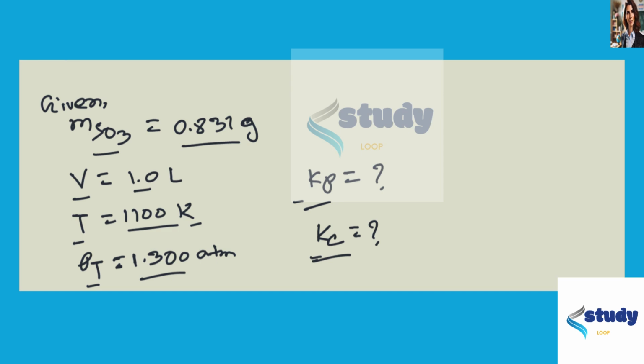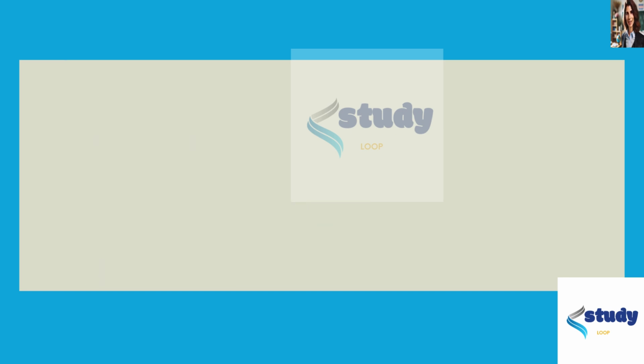To find the value of Kp, we can write down the reaction equation here. The reaction equation is 2SO3 will decompose to give us 2SO2 plus O2.